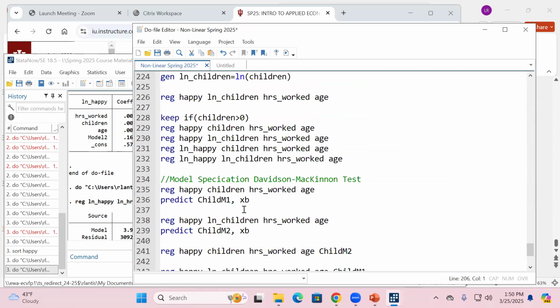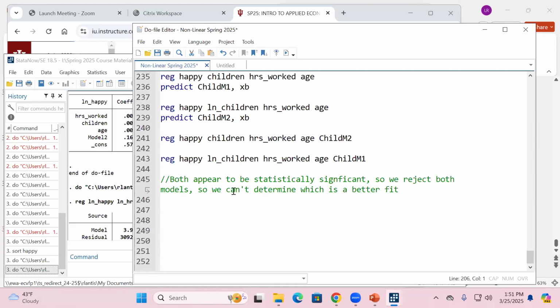We can go down here and do different types of tests. So here I did it for children as opposed to hours worked. Just different examples. Sometimes I'll throw in additional things here that we don't cover in class. If you are interested, you can work through it. It's just more examples of this David-McKinnon test, but instead of happiness and hours worked, it's for happiness in the relationship with children.